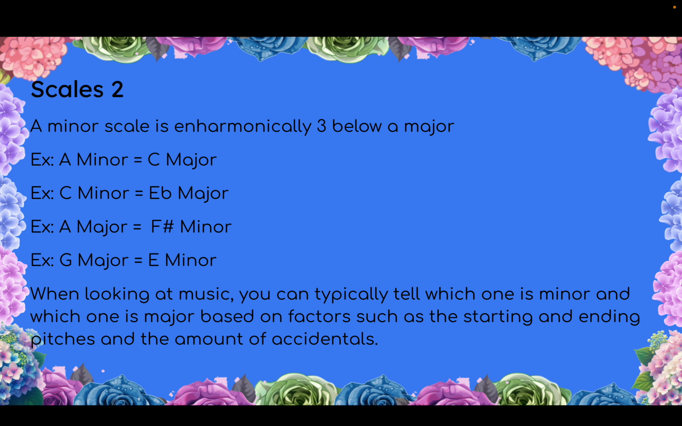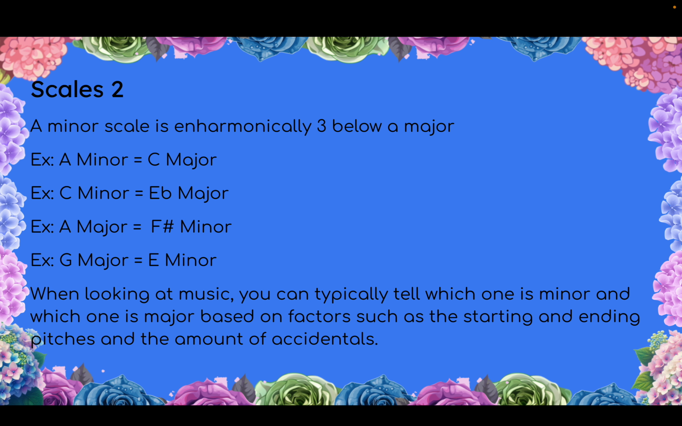Anyway, so when you're looking at minors and majors, basically a minor scale is enharmonically three semitones below a major. So it's a minor third below a major. So if you have C major, the minor third below C is A. So that's A minor.